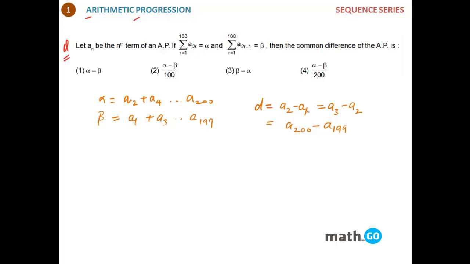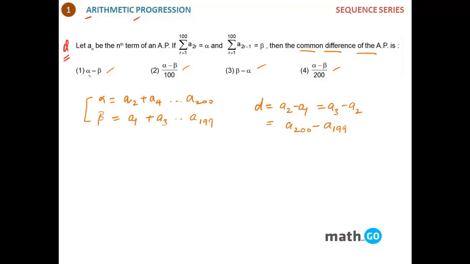Right. On the onset, this problem looks to be a bit difficult, but believe me, this is one of the easiest things that you can be asked in the paper. So we are required to find the common difference of the AP. We are given these two series, and if we just check the answers, they are given in the form of alpha and beta, right? All the four options. So somewhere down the line, alpha and beta have to be used in finding d. Now let's see how we do that.